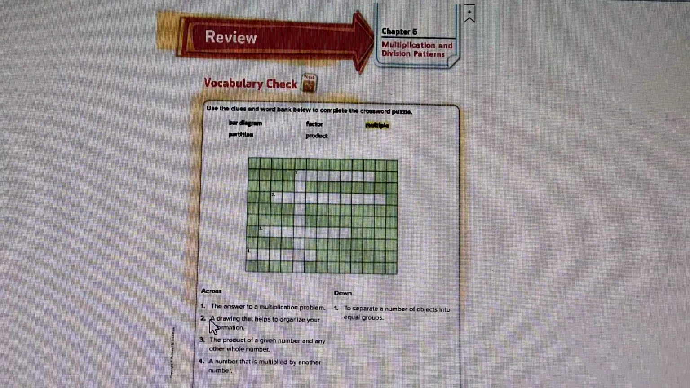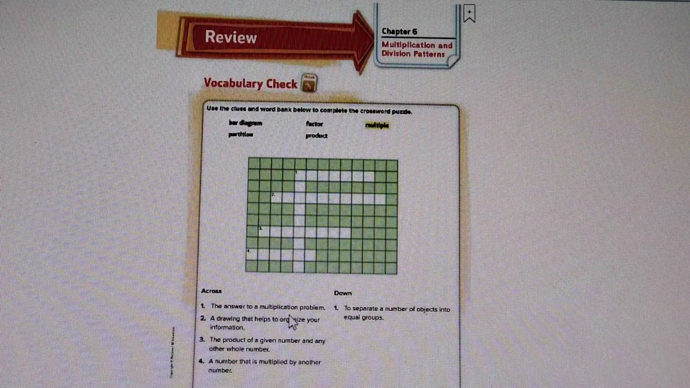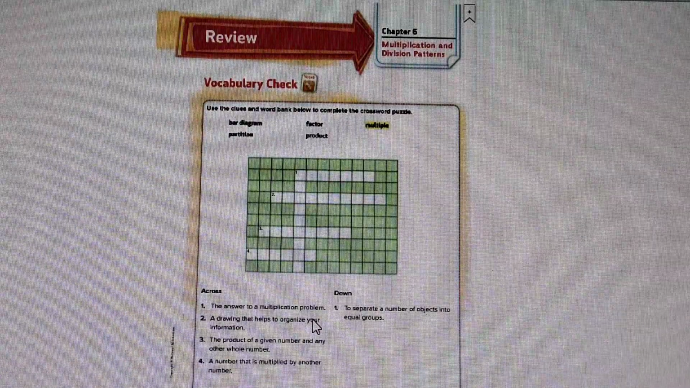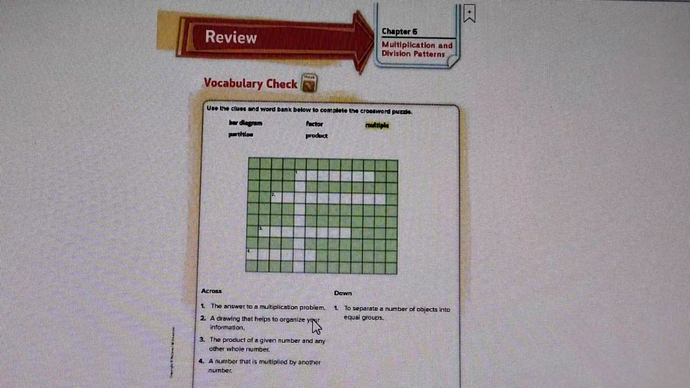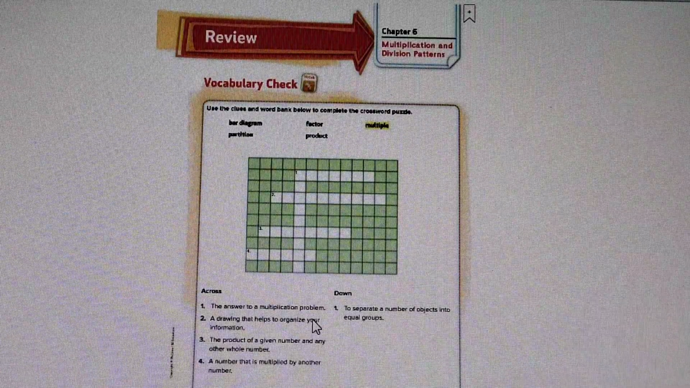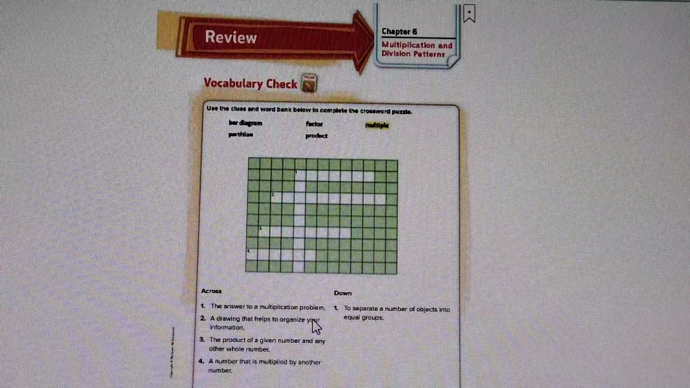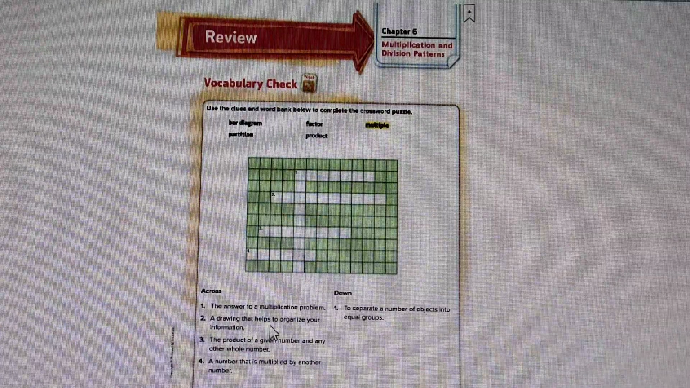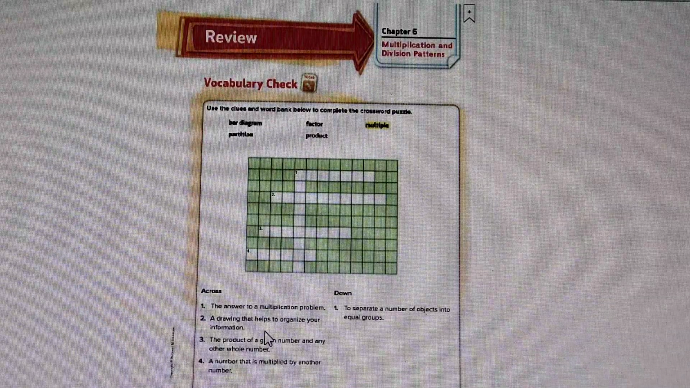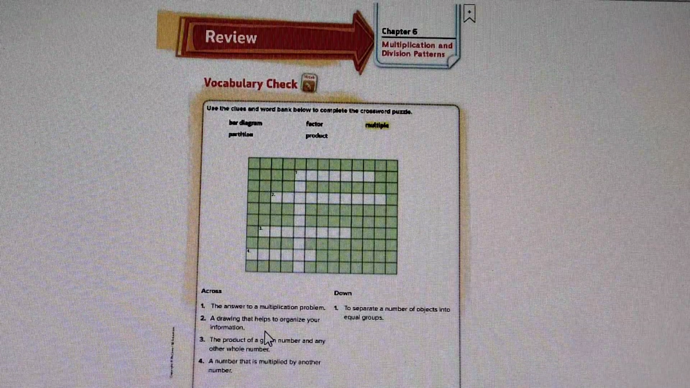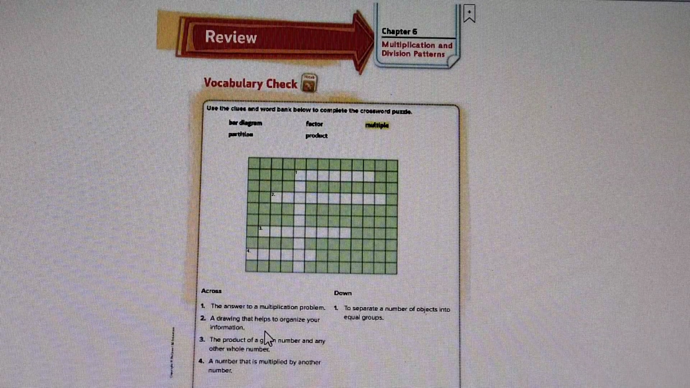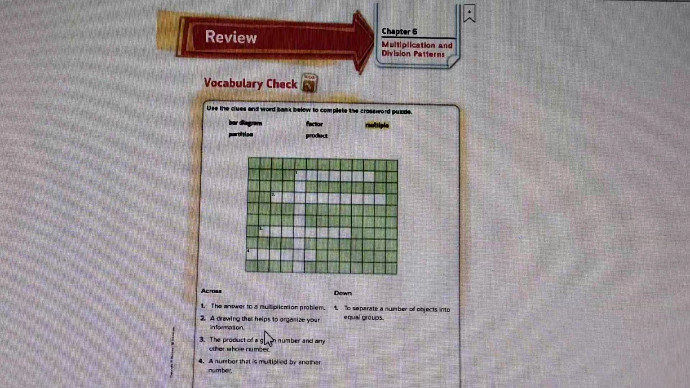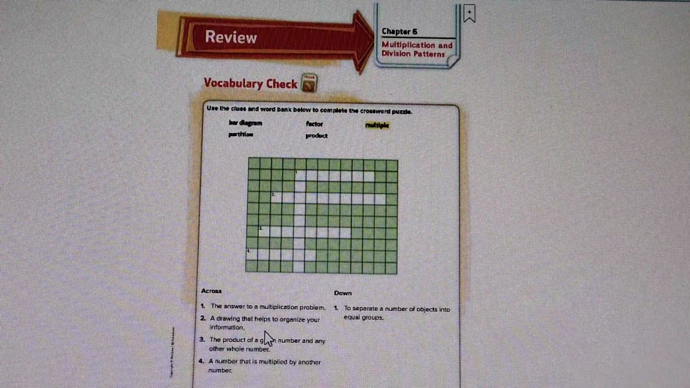Number 1 across, the answer to a multiplication problem. So, like addition, the answer is sum. What is the answer in a multiplication problem? Number 2, a drawing that helps to organize your information. So if you collected information about how many games different teams had won, or what kids like for pizza, how would you organize that? Which word here would help you with that?